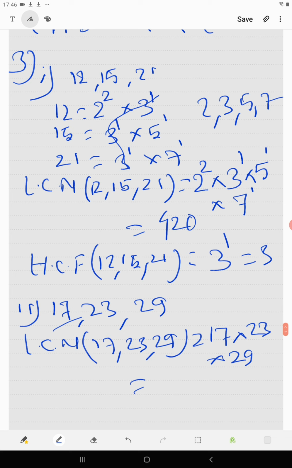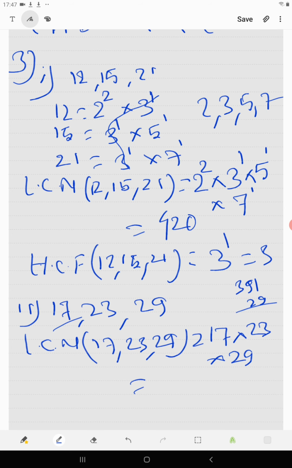So after multiplication, if you'll see, first multiply 17 and 23. So how much we will get? 17 into 2 is 34, so 340 plus 17 into 3 is 51. 340 plus 51 is 391. Now 391 into 29.